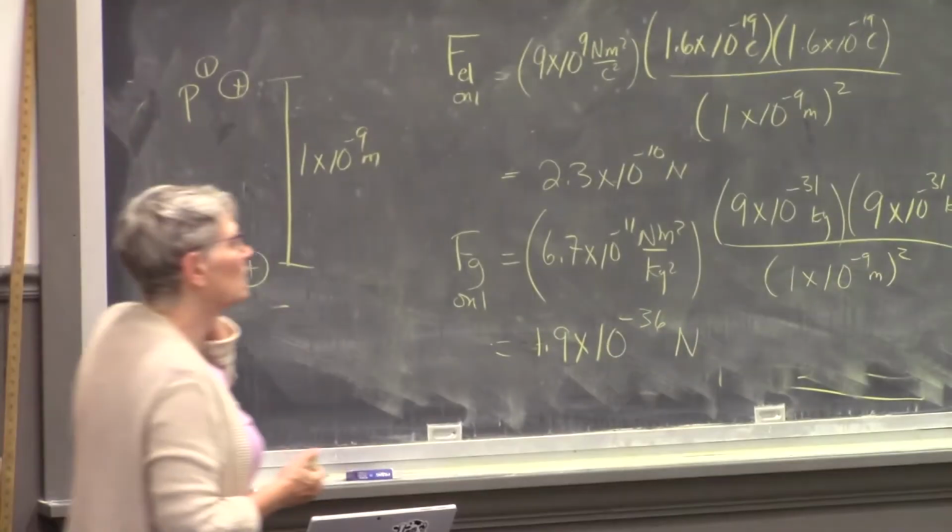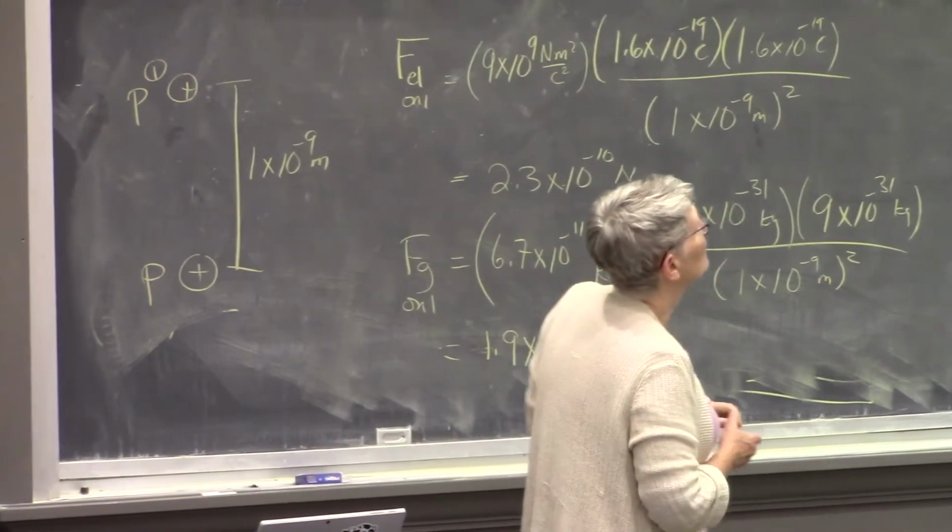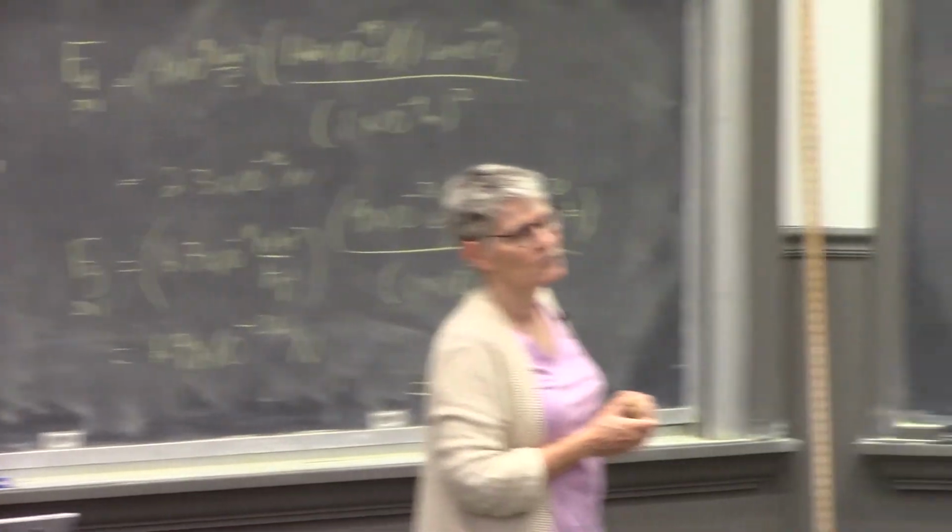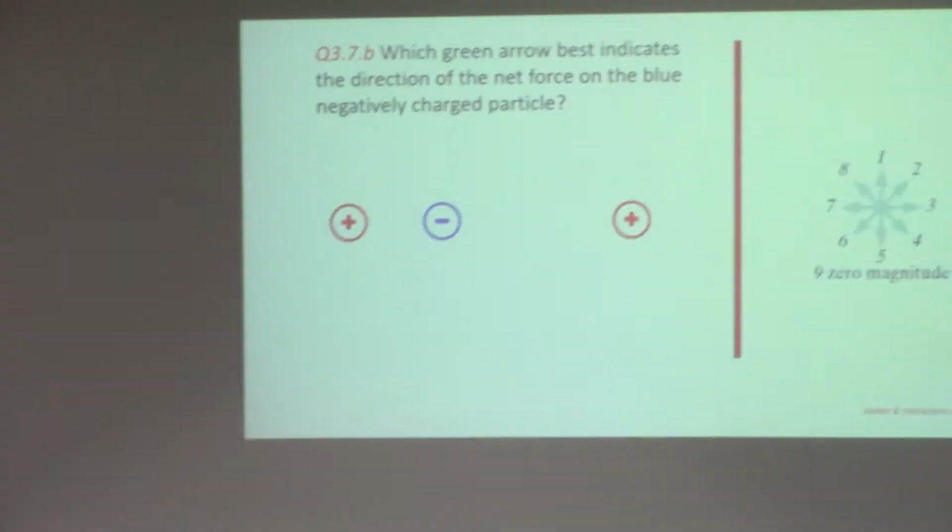What's going to be the direction of the net force on the blue negatively charged particle if the positive charges have the same magnitude?